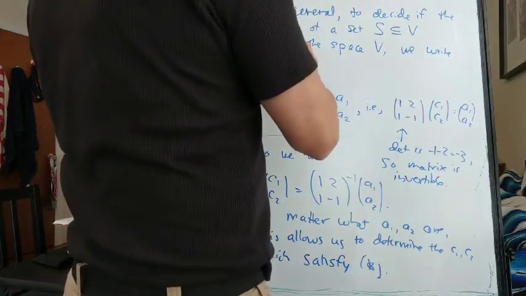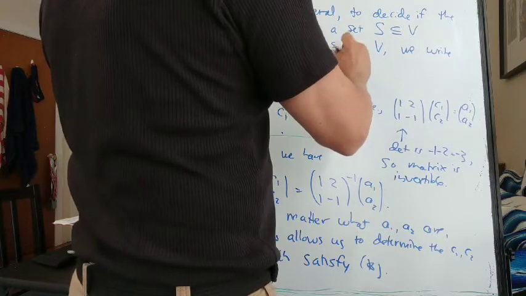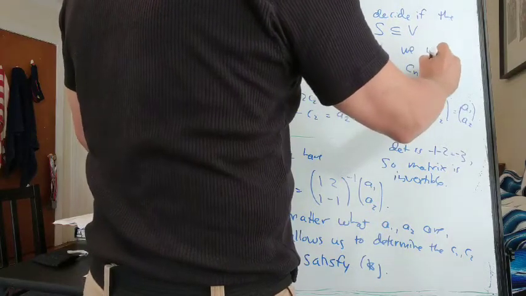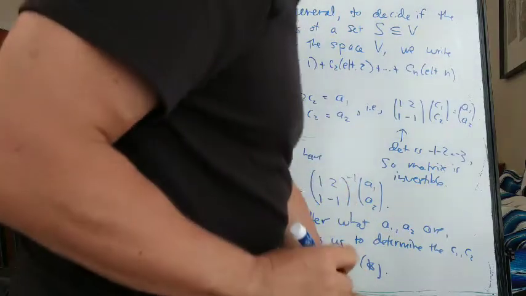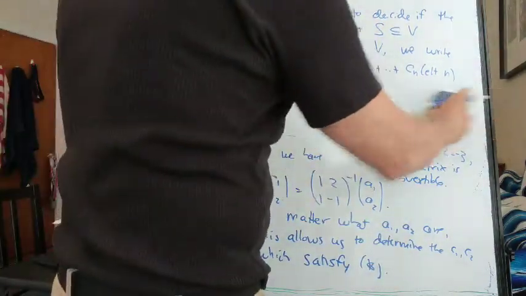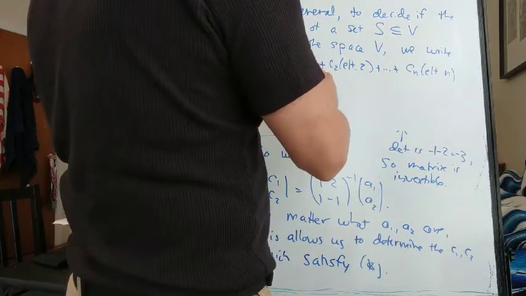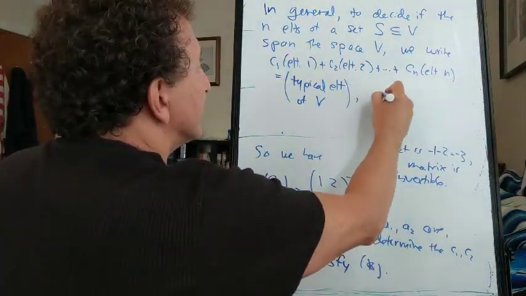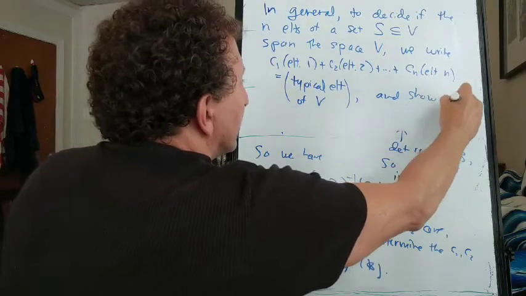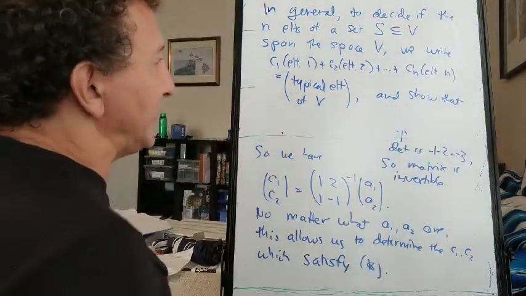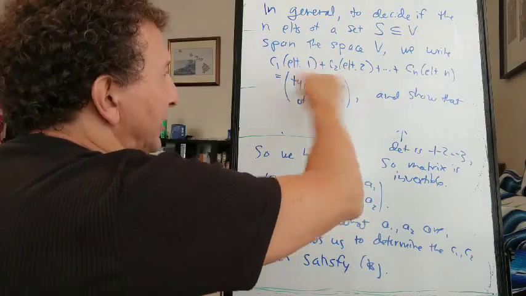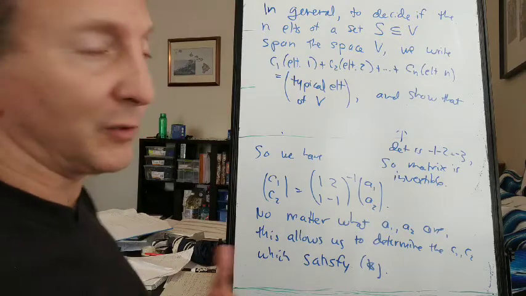we write C1 times element 1 plus C2 times element 2, etc., plus CN times element N equals a typical element of V. And show that it's possible to solve for C1 through CN in at least one way. If there's several ways to take a linear combination of these elements and get your typical element of V, that's fine. We need at least one way.